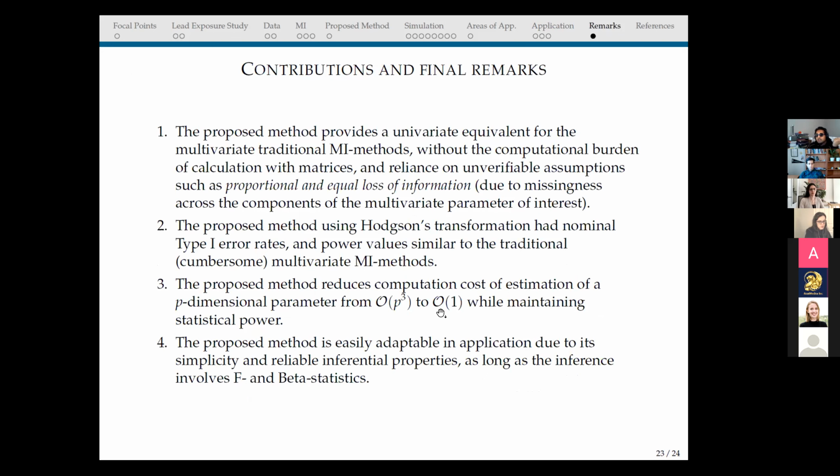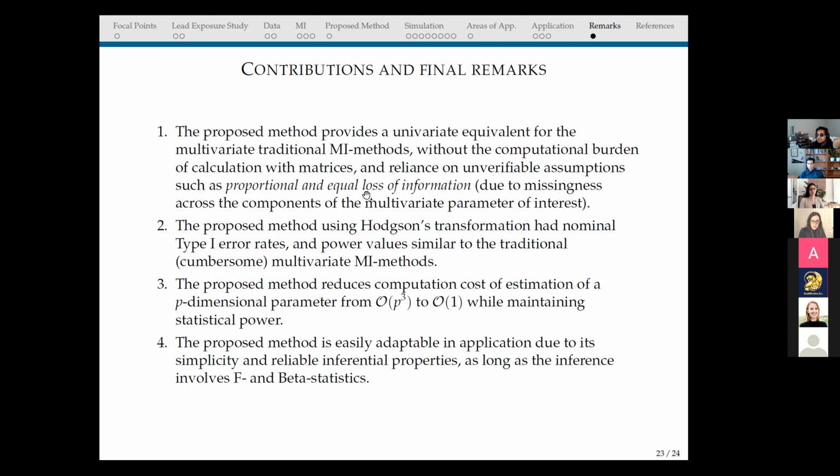And so what are the contributions and final remarks? The method that I proposed is only based on one-dimensional entities instead of the traditional methods that always involve vectors or matrices, and these vectors and matrices can be of large dimensions, depending on your objective. If it is of larger dimension, then they will become more and more unreliable because you're playing with higher dimensions.